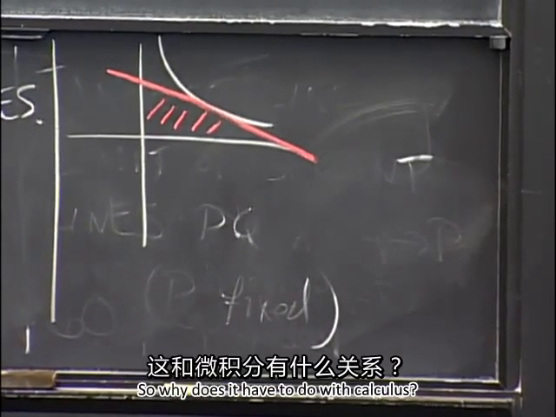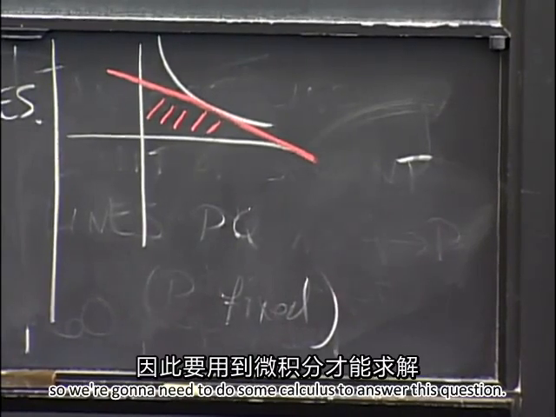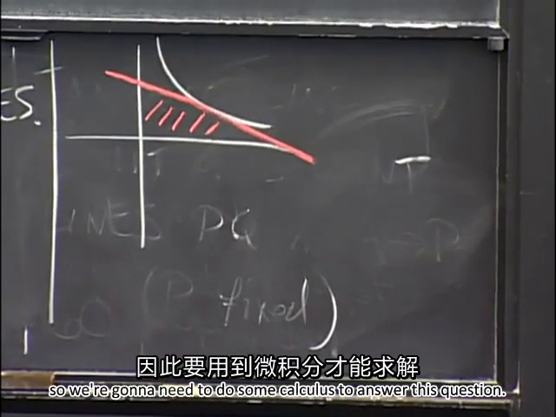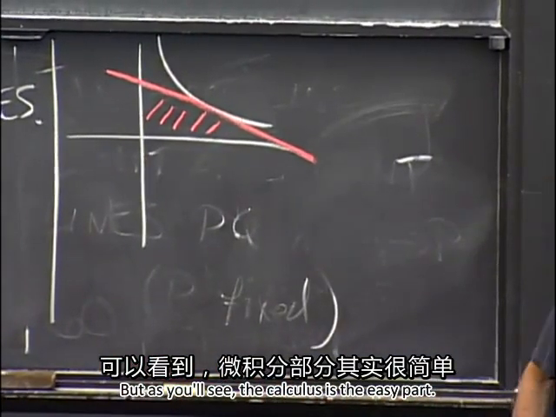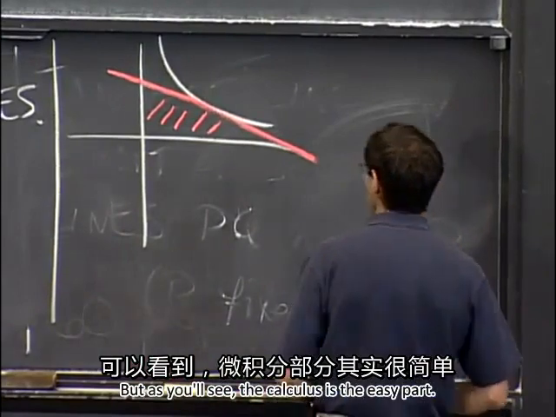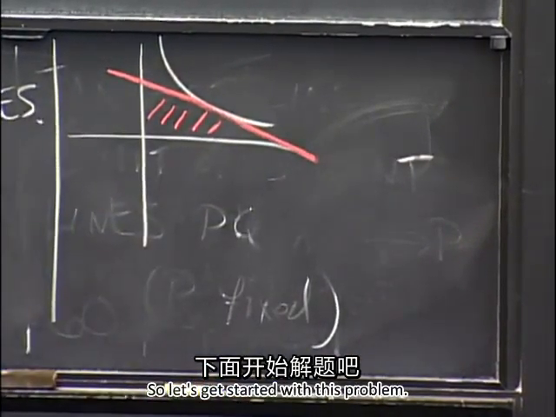So why does it have to do with calculus? It has to do with calculus because there's a tangent line in it. And so we're going to need to do some calculus to answer this question. But as you'll see, the calculus is the easy part. So let's get started with this problem.